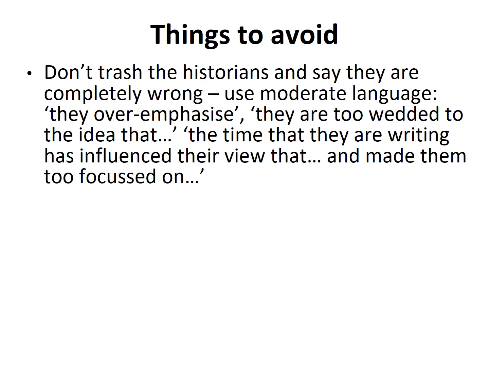There are some things you definitely want to avoid though. Do not trash the historians completely. Remember, you are an 18-year-old student. Most of these historians have PhDs and have been studying their entire life. Therefore, it does come across quite naive if you go in and say historian A is a complete moron. You need to use much more moderate language than that. You can say things like, they overemphasize, they're too wedded to the idea that. The time that they are writing has clearly influenced their views and made them focus upon. Tone down the language. Don't trash them completely.